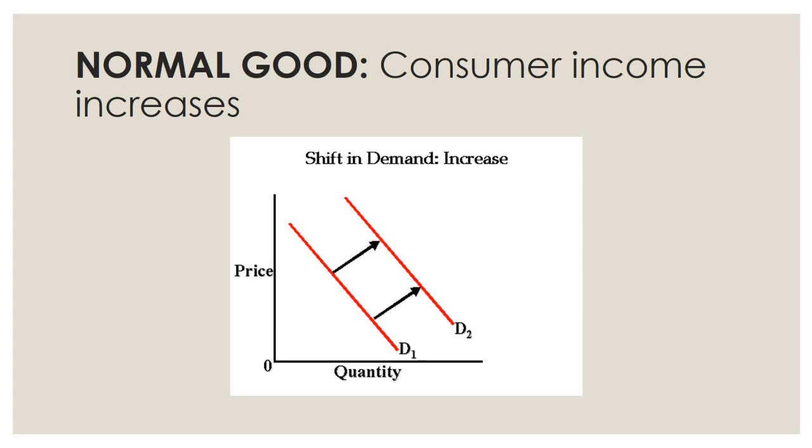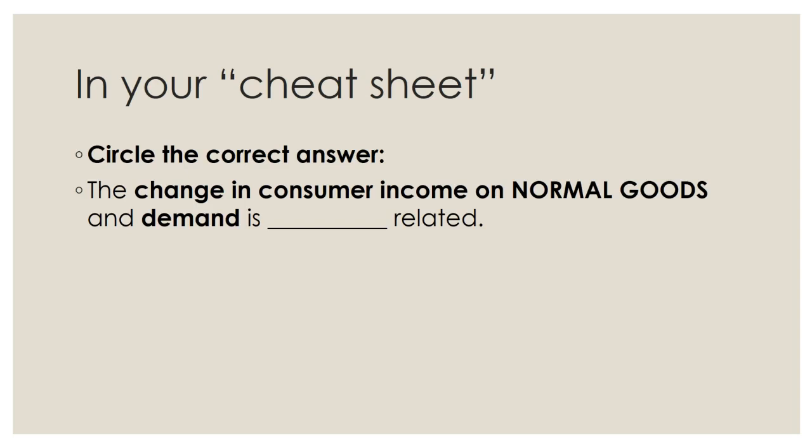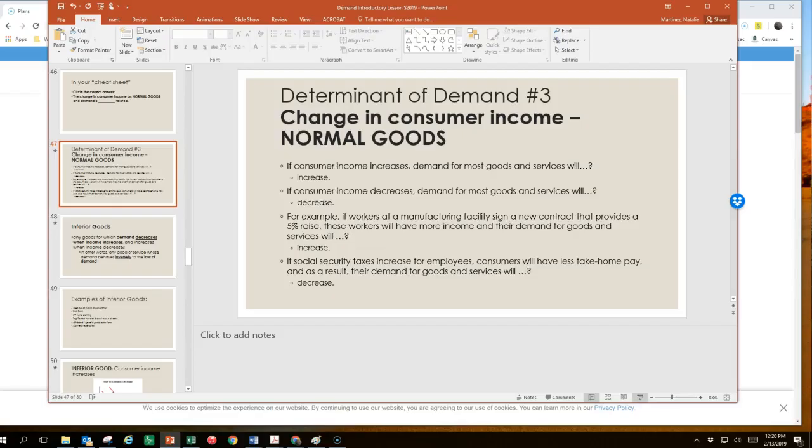So, when you have more money, you buy more normal goods. When you have less money, you buy less normal goods. That's the way they function. So, in your cheat sheet, what kind of relationship is there between income, consumer income, and normal goods? Hopefully you circled direct, because that's the correct answer.